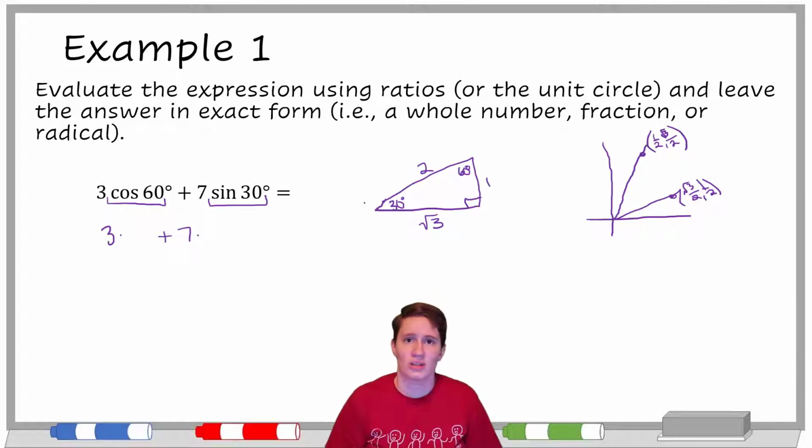So when I do cosine of 60, I should look at 60, which is up here. I should do adjacent over hypotenuse, so 1 over 2. So cosine of 60 is 1/2. Now I'm going to do sine of 30. Sine of 30 is this one over here. That's opposite over hypotenuse, which is 1/2.